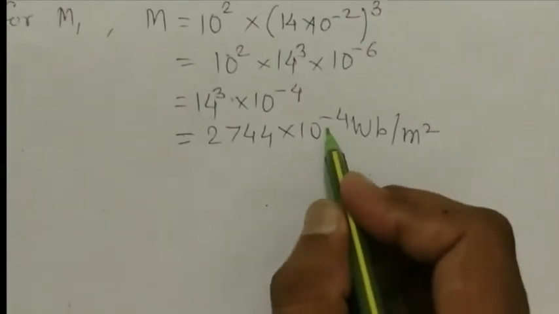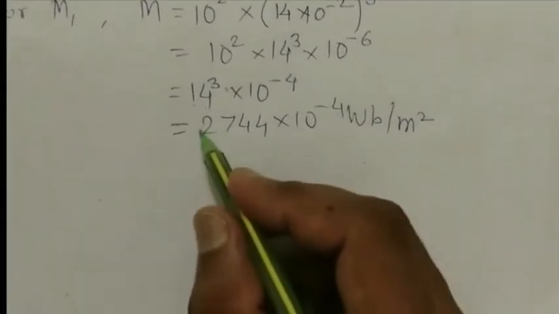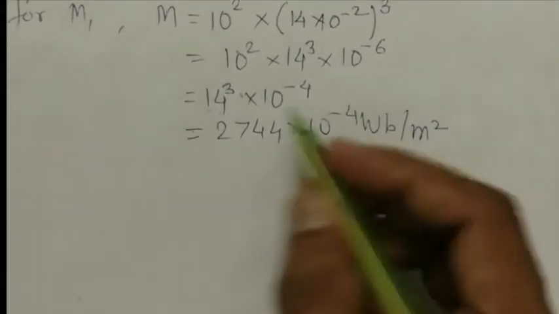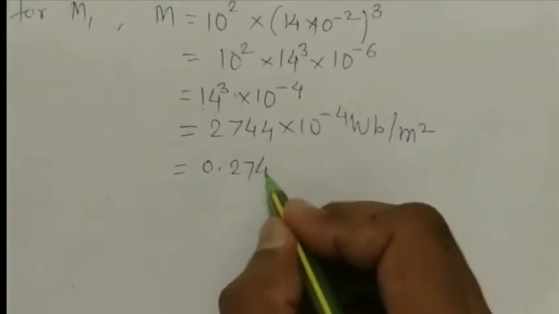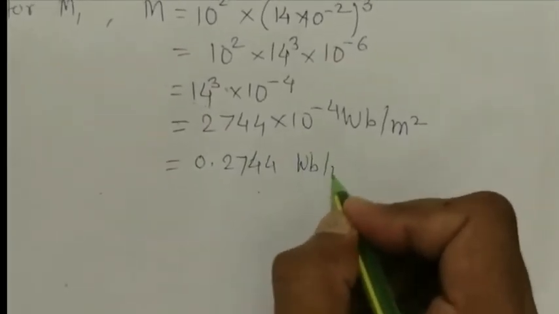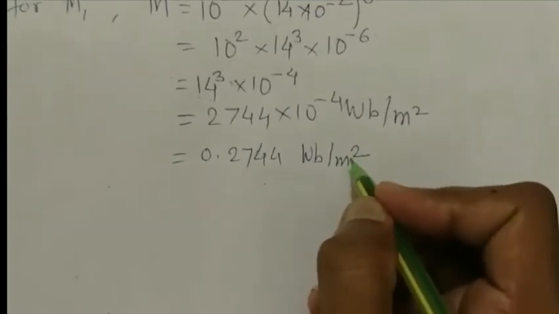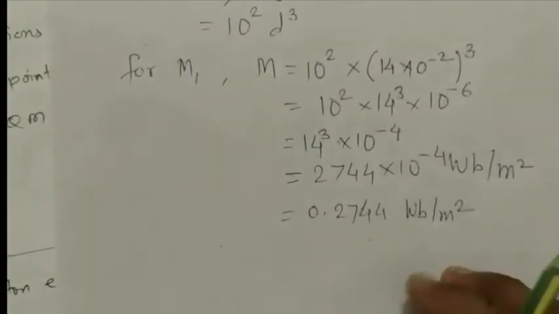Or we can convert this 10 to the power minus 4 by shifting the digits here. So we will get 0.2744 Weber per meter square. So this is the magnetic moment of magnet 1.